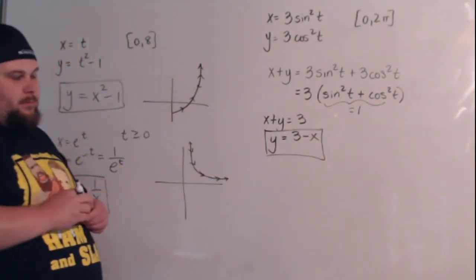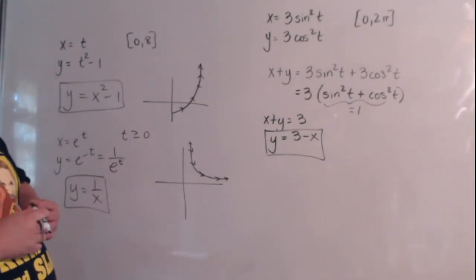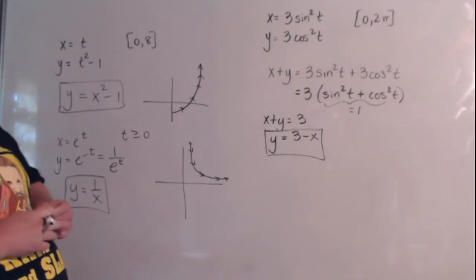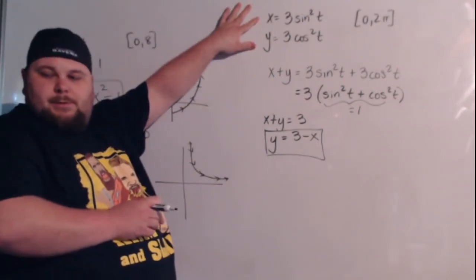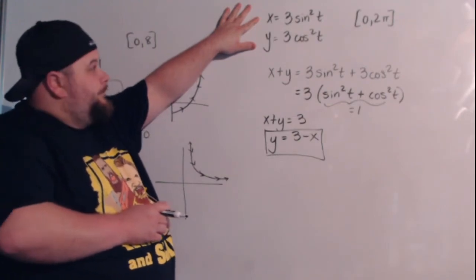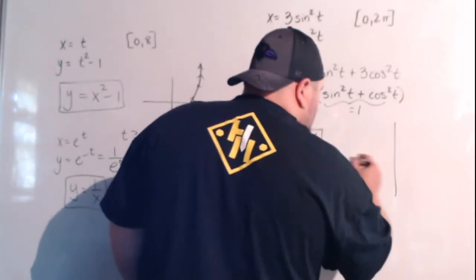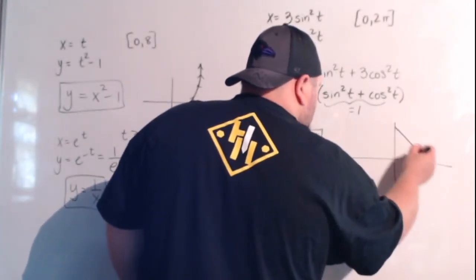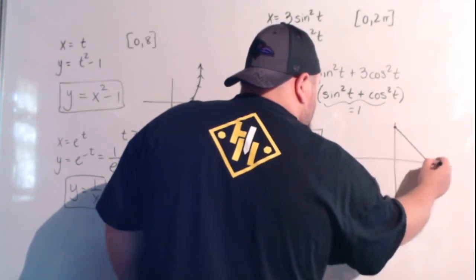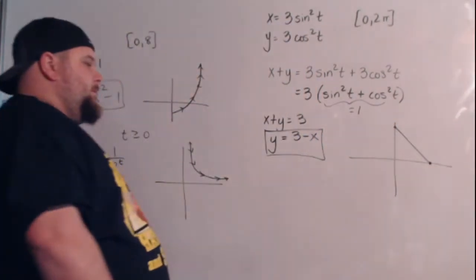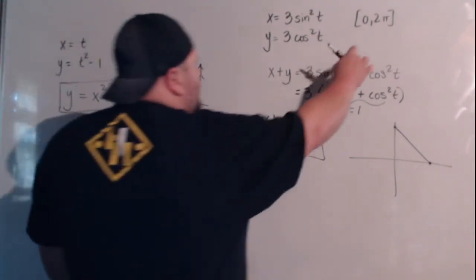So I get an equation for a line, 3 minus x. And yes, I agree that this is quite a strange way to represent a line, but it works. So plotting this, there would be 2 points where it would touch. So we're going from 0 to 2 pi.